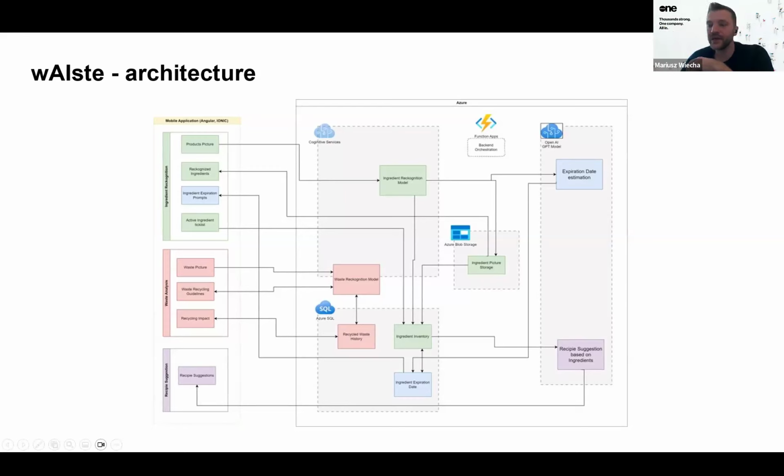Then we have Azure Blob Storage here. We have ingredients picture storage, to store images related to recognized ingredients for further processing and history. Each picture is stored in Azure Blob Storage. Then we have a SQL database here. The Azure SQL database stores the recycled waste history, maintaining records of waste items users have analyzed through the system. This helps in generating reports on recycling efforts and impact.